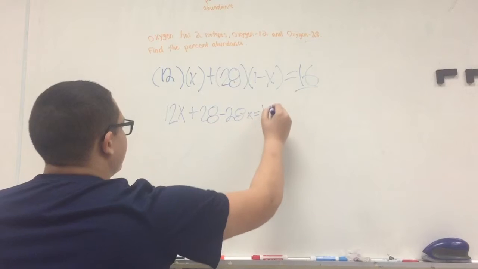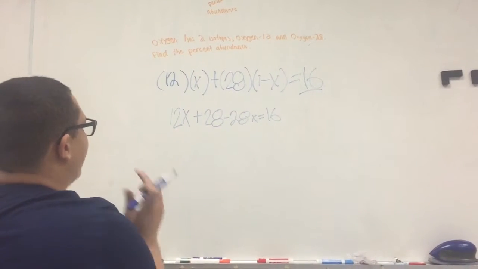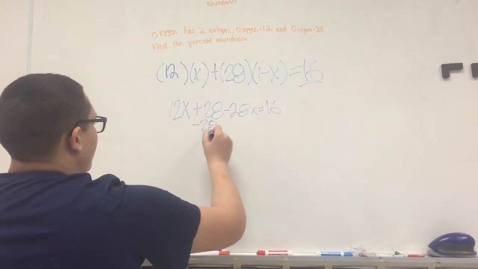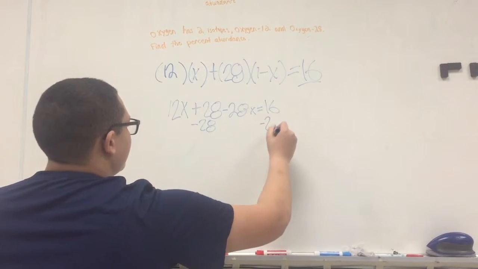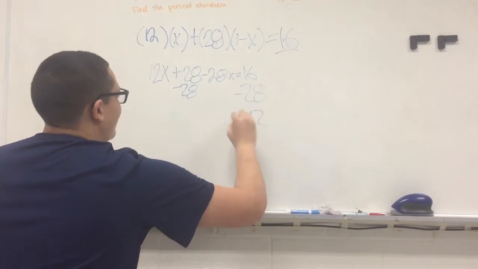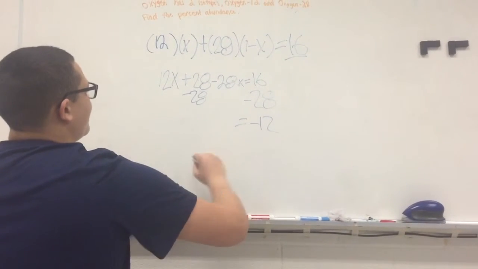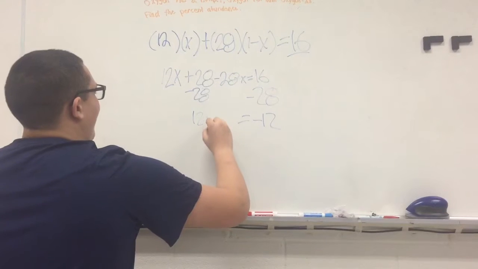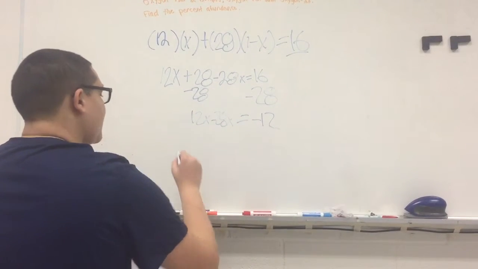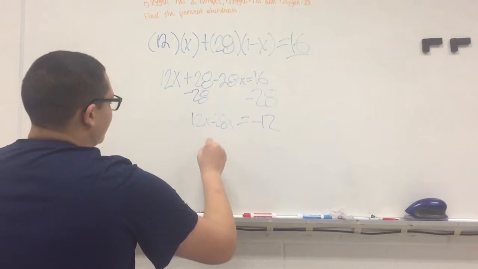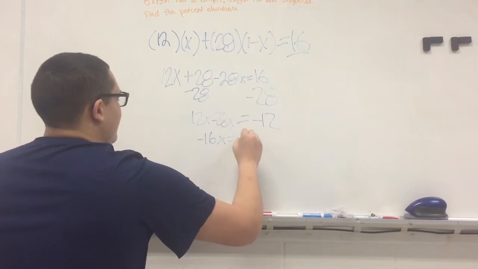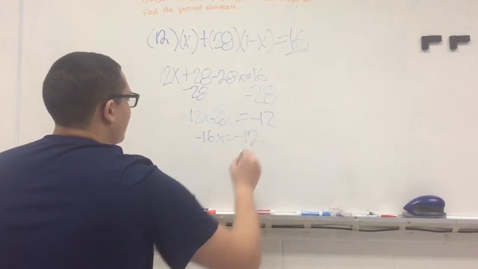which equals 16. So now you can subtract 28 from the equation on both sides, 16 minus 28, which equals negative 12. And that negative 12 equals 12x minus 28x. You can simplify this to negative 16x equals negative 12.